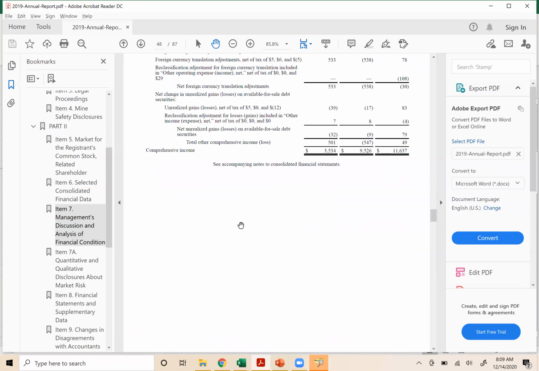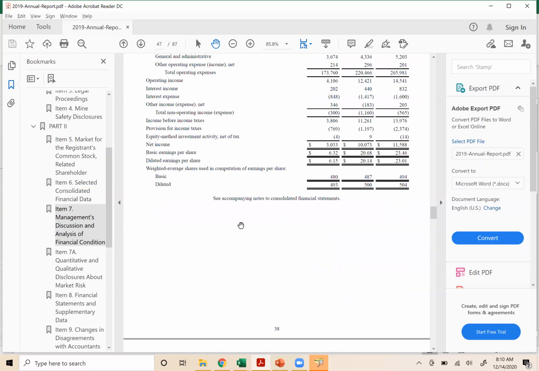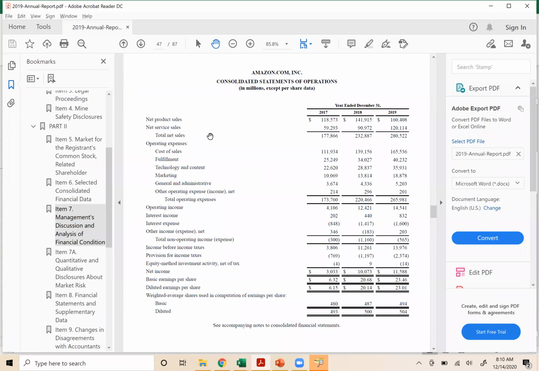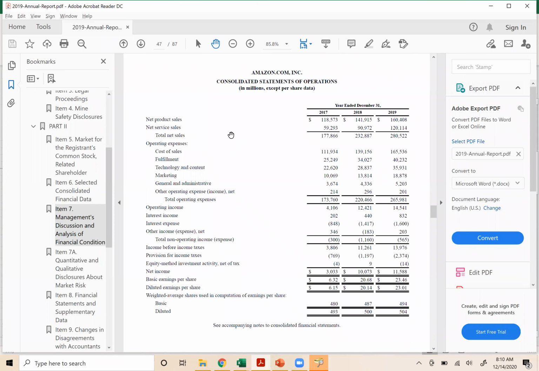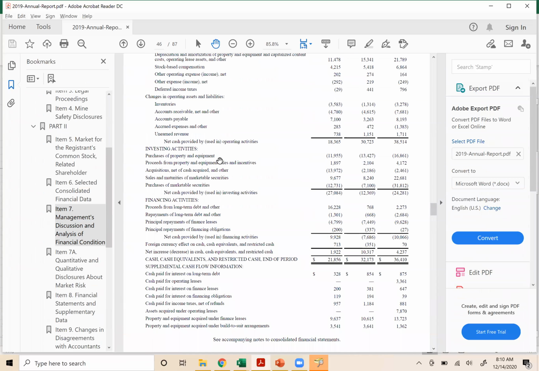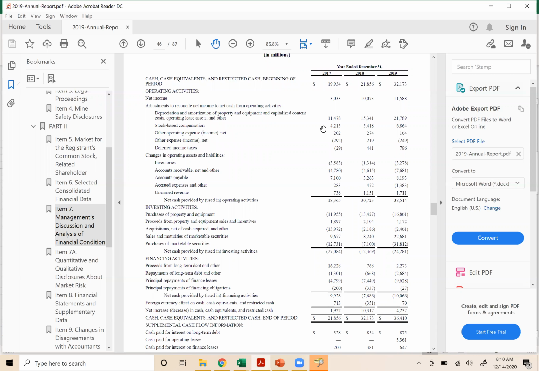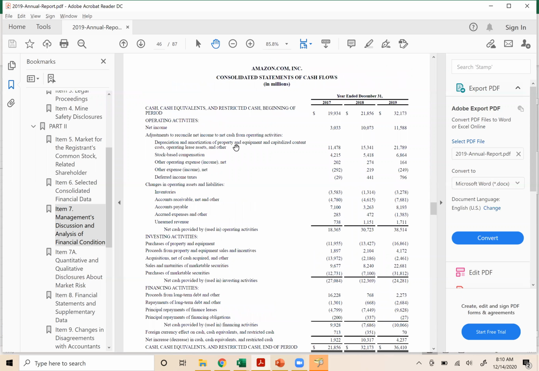Now, one trick to find if depreciation actually exists is to look at the cash flow, because although a company sometimes combines depreciation within an expense in the income statement, for several reasons we can talk about, they actually list depreciation explicitly in the cash flow statement. And guess what? Here it is. Depreciation and amortization of property and equipment and capitalized content costs, operating lease assets, and other. There it is. So we know they have depreciation. We can use these numbers unless we find better numbers.